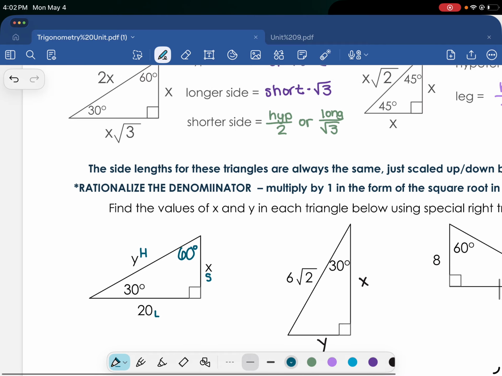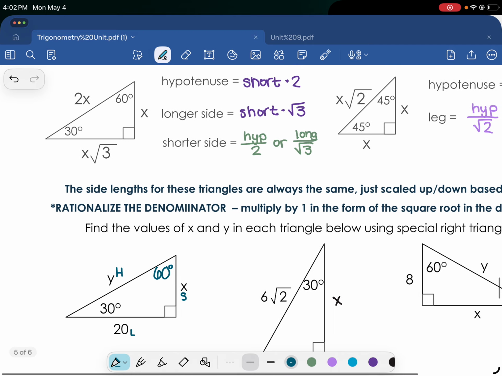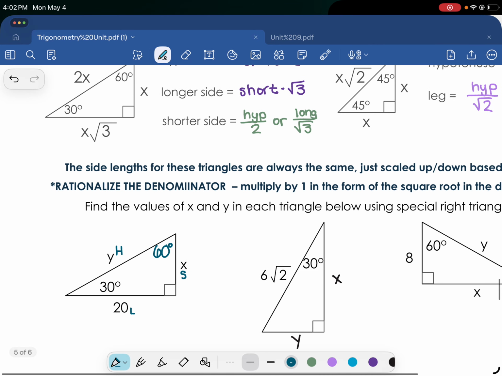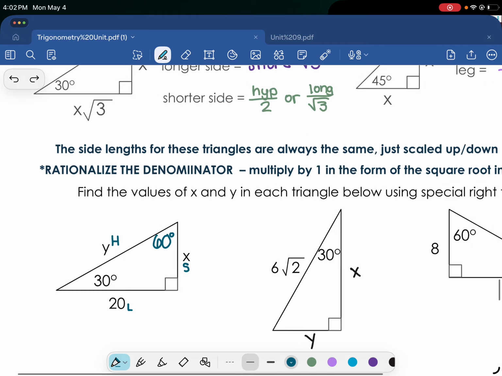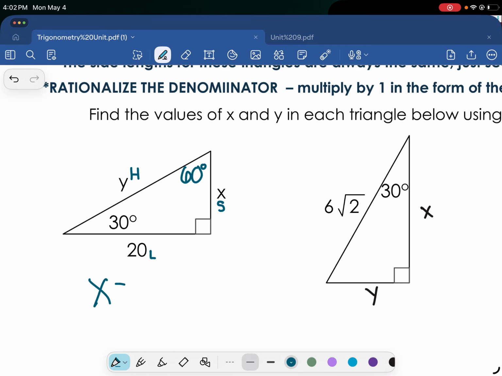And what I set up here was that if you want the hypotenuse, it's the short side times 2. Wait, I don't know the short side yet, so I've got to wait a second. I do know that the shorter side is the long side divided by the square root of 3. So that means that x would be 20 divided by the square root of 3.